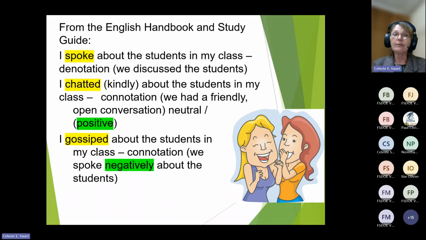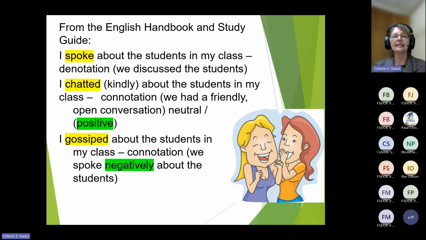So from the English Handbook and Study Guide, you will know it as the yellow and red book, or the red and yellow book, depending on how you look at it. I took this directly from there because I want you to remember that we always speak of it as our English Bible. For instance, I spoke about the students in my class. That's denotation, because this person is saying, I discussed the students. I spoke about them. There's nothing bad in that. Someone else might look at it and say, "I spoke about the students. Oh, that's not very nice. Why are you speaking about us?"